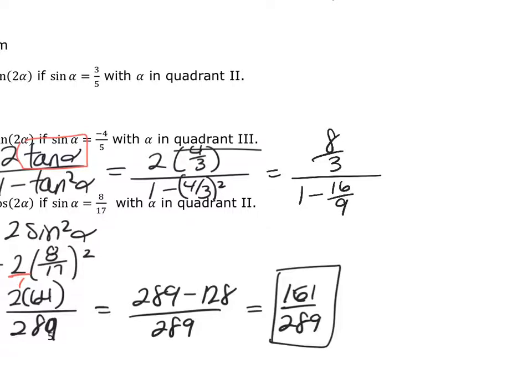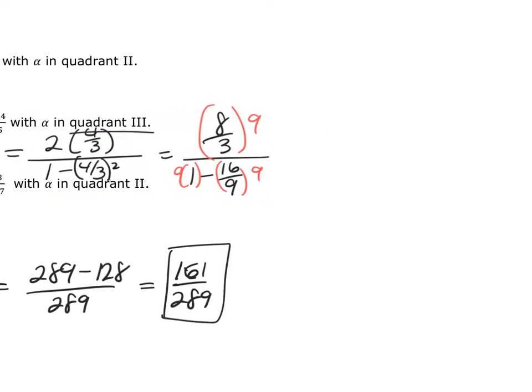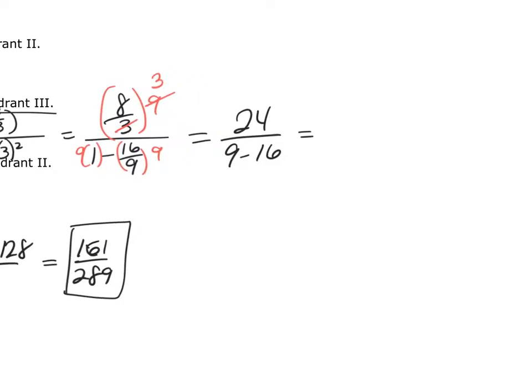What is my lowest common denominator? 9. So this one, I'm going to multiply everything by 9. Multiply this by 9, multiply this by 9, multiply this by 9. In my numerator, this 3 and this 9 will cancel into a 3. So 3 times 8, which is 24. In my denominator, I'm going to have 9 minus 16. So I'm going to have 24 over negative 7. And that's my final answer.